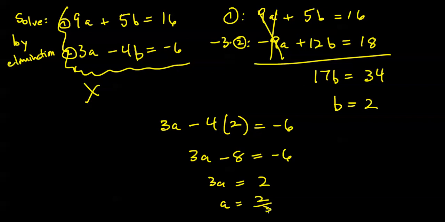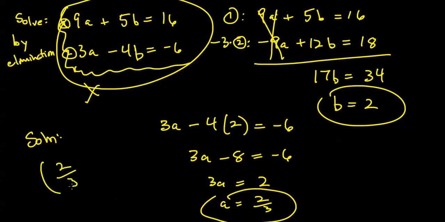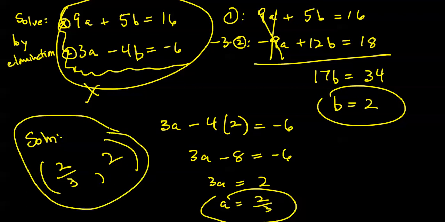That's okay. So I claim the solution to my original system of equations is a equals 2/3 and b equals 2. So I'll write it just like this, my solution, and we usually put the variables in alphabetical order when we're in ordered pair notation. X comes before y, a comes before b, etc. So there's my solution via the elimination method. A equals 2/3, b equals 2.